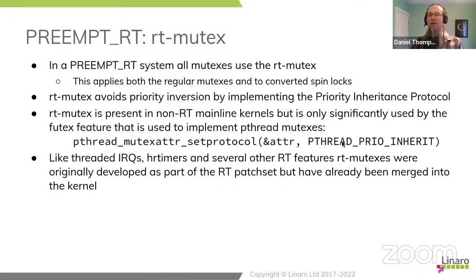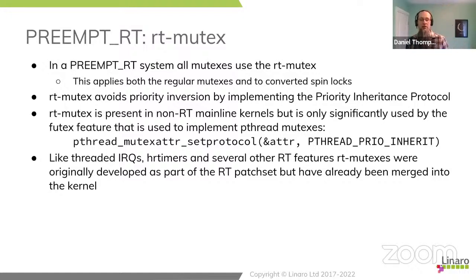So when we talked about pthread priority inheritance last week, what's happening under the covers is the C library is providing the POSIX implementation that's implemented using a kernel feature called futexes. In a non-RT kernel, the only significant user of the RT mutex structure is the futex. What happens when you turn on preempt-RT is that RT mutex gets used pervasively. So the spin lock API is switched over to use RT mutex.